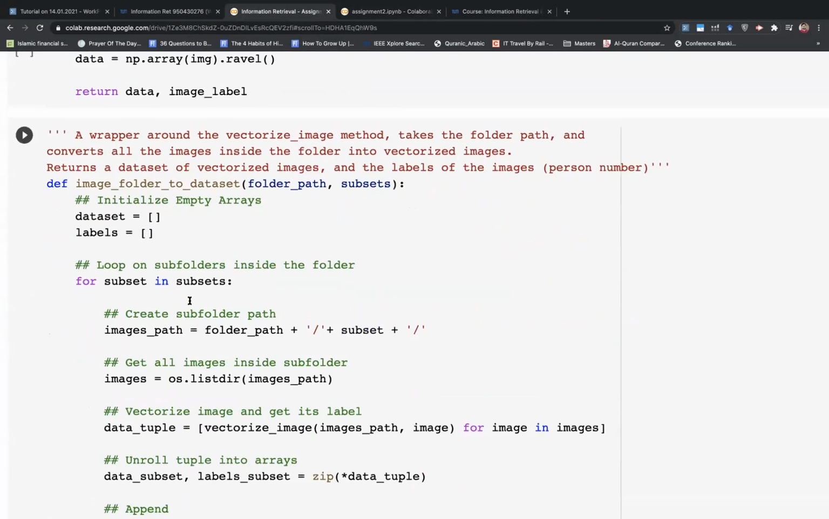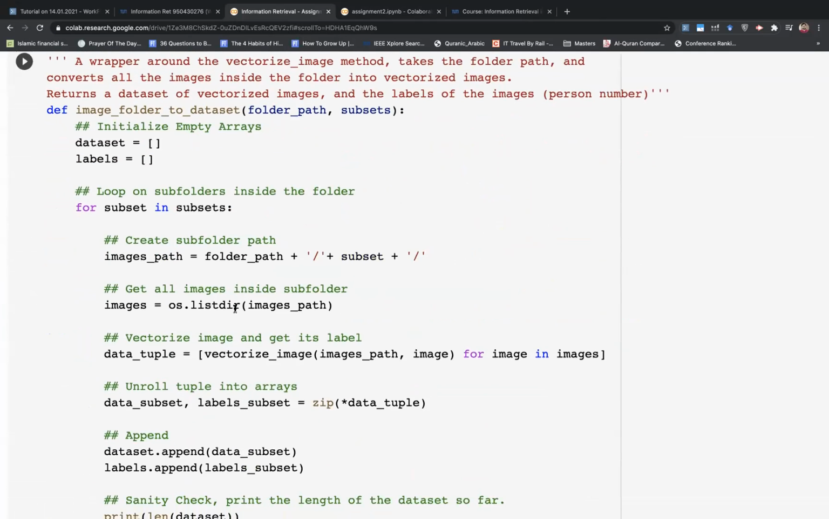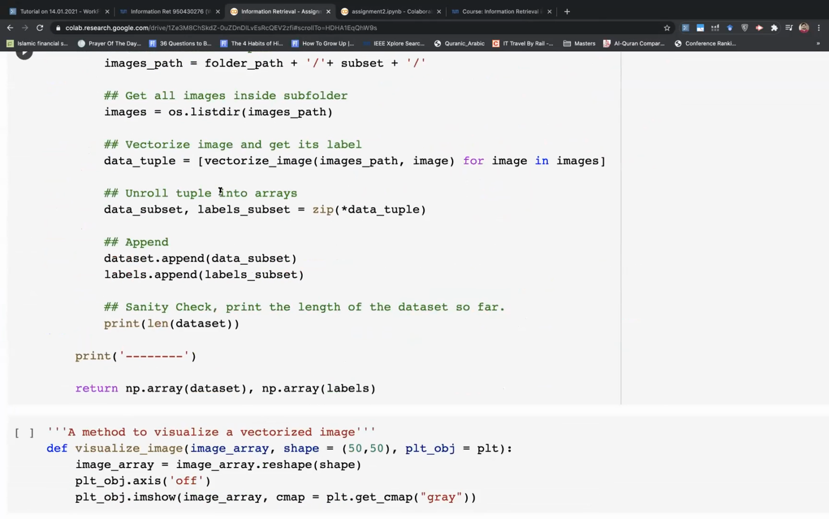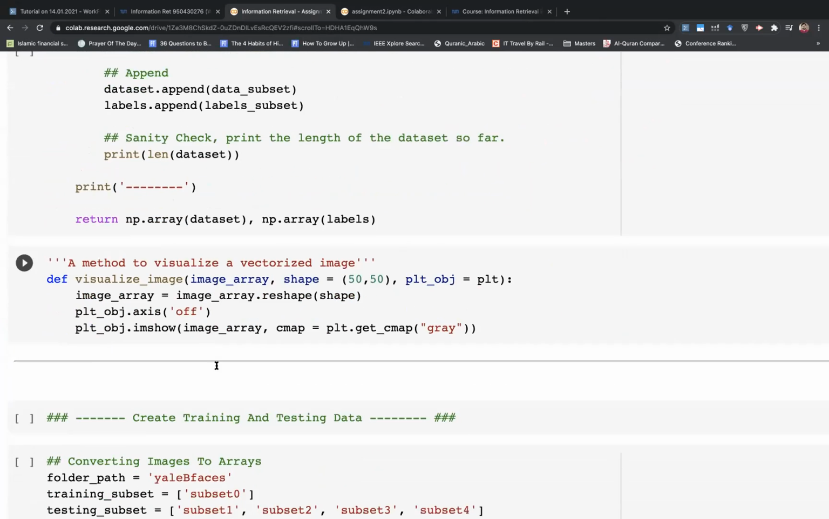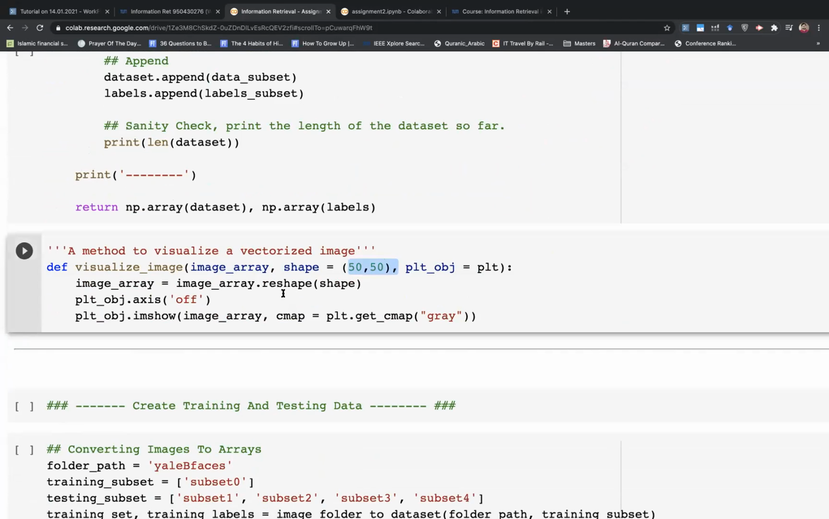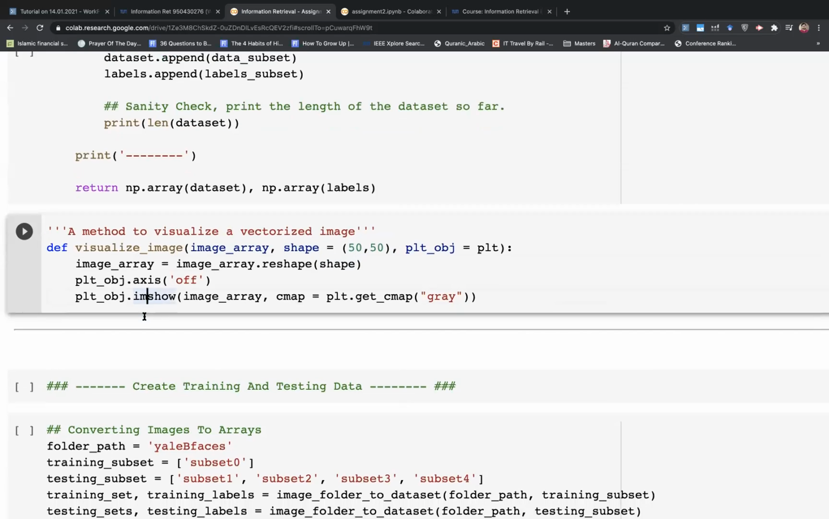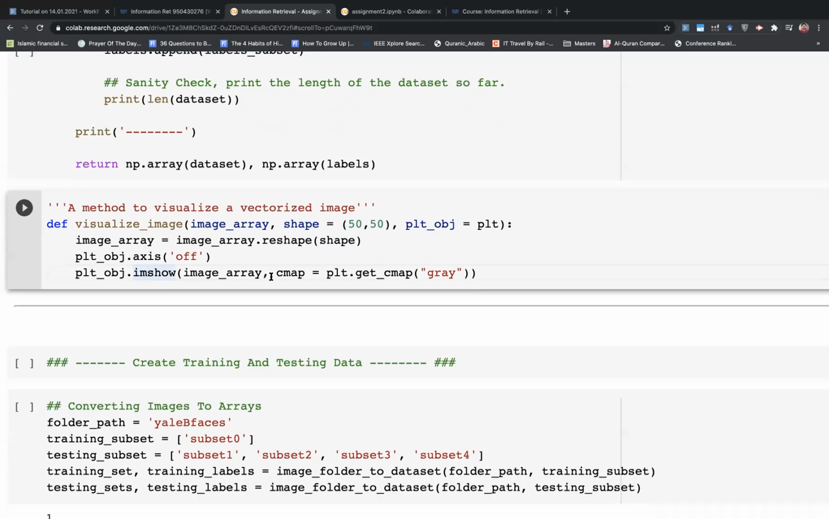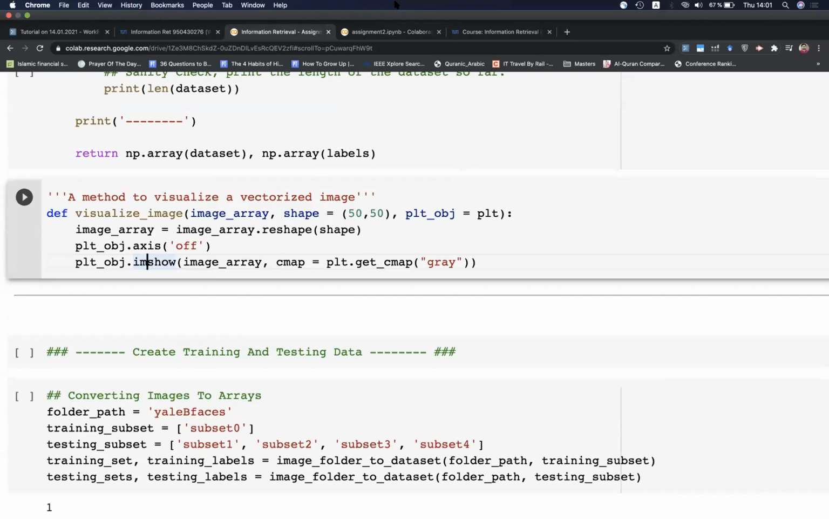Here we are also doing this image folder to dataset, trying to create a matrix T. Then to visualize a vectorized image, the shape is already defined, 50 by 50 in the question. So we have an image array, and then we show the image plotted in grayscale. Even if you don't plot it, it's still fine. The solution would still be okay.